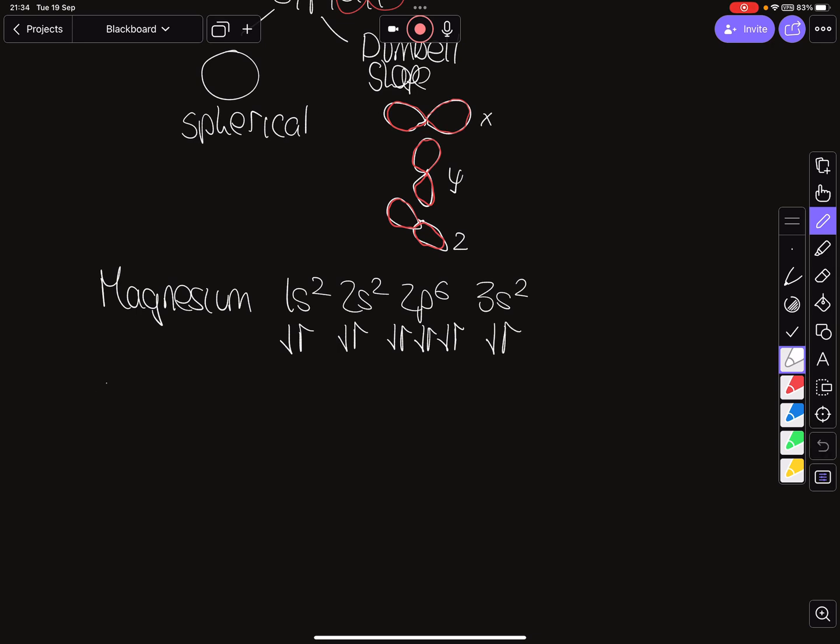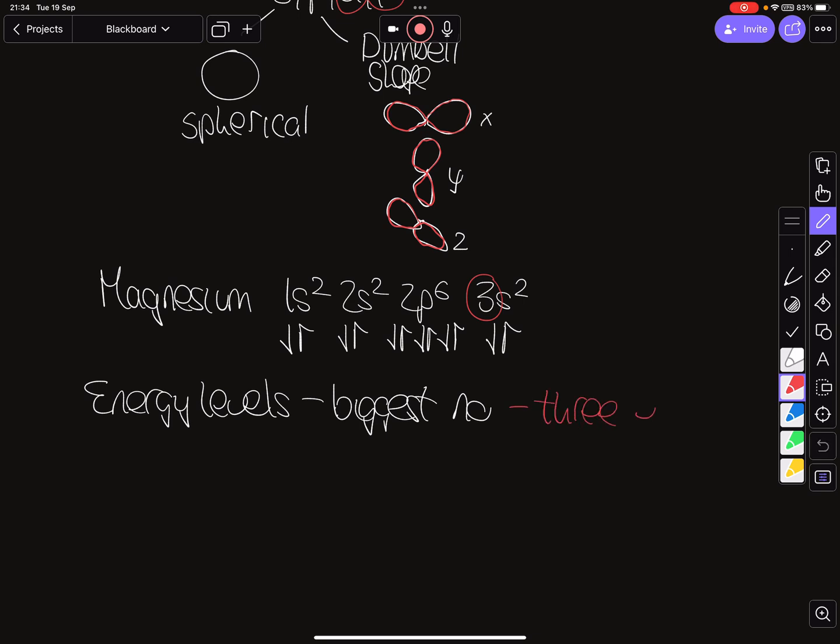So in terms of number of energy levels, the hint we've given for this is that it's the biggest number. The biggest number in this case is 3. So there are 3 energy levels in this particular electron configuration.